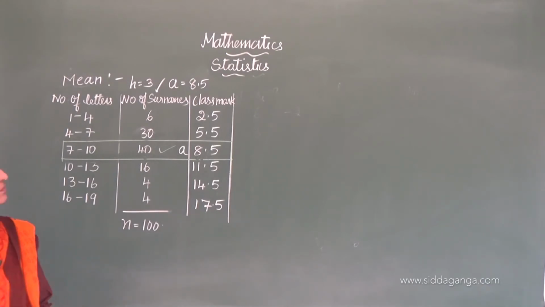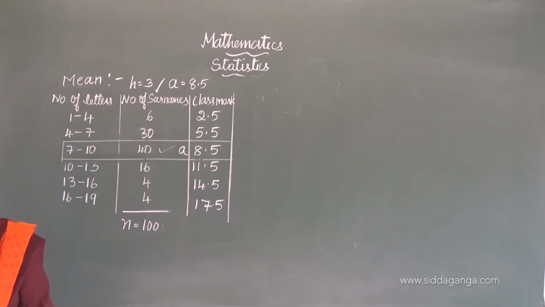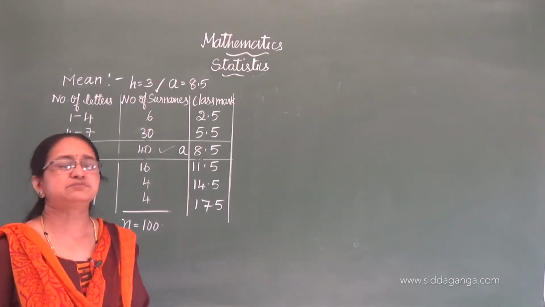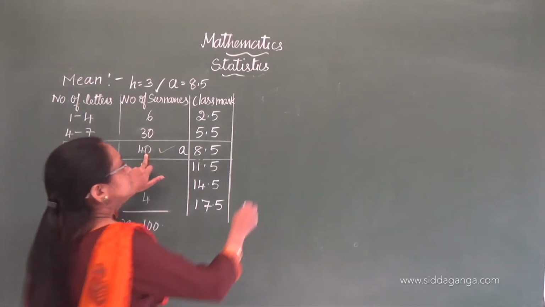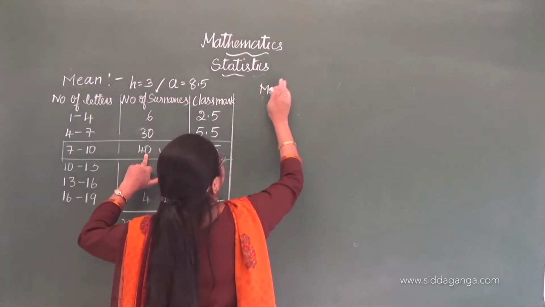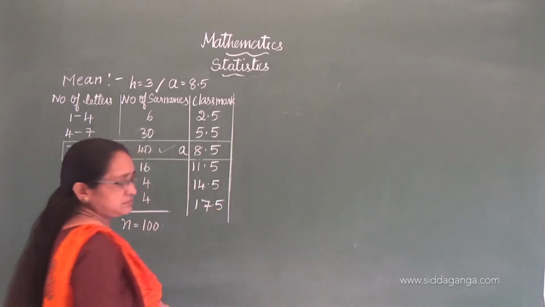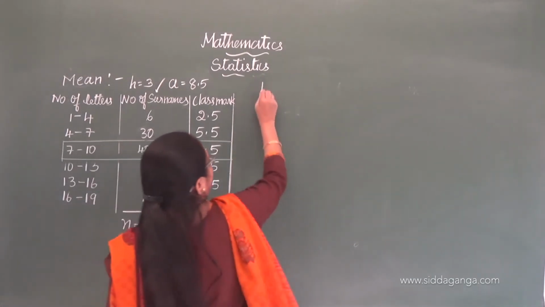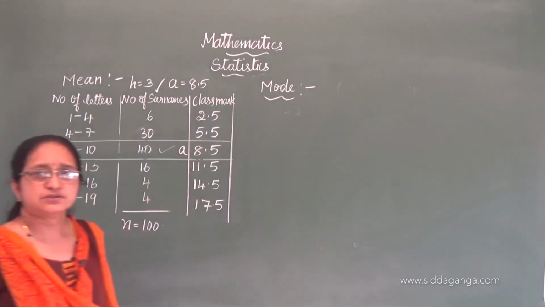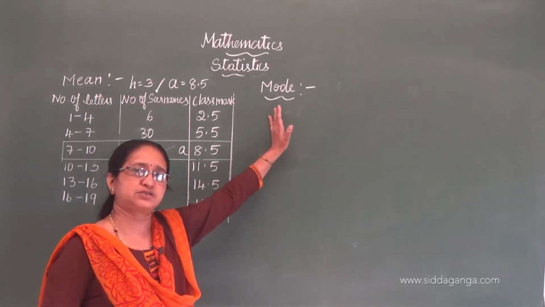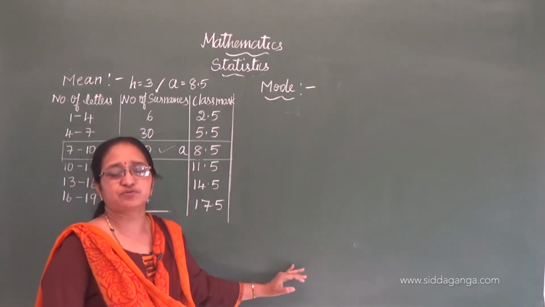Okay, now maximum frequency. So maximum frequency we have 40 only, correct? So you write, heading you put, to find the mode. Mode. Okay. So third part of the problem. I hope you understood. So the first part, second part I completed. Now third part is mode, to find the mode.